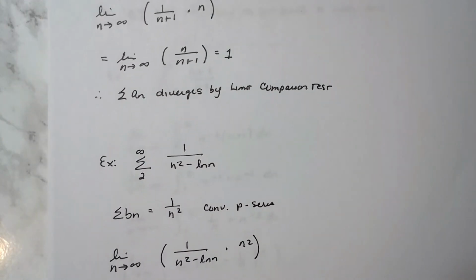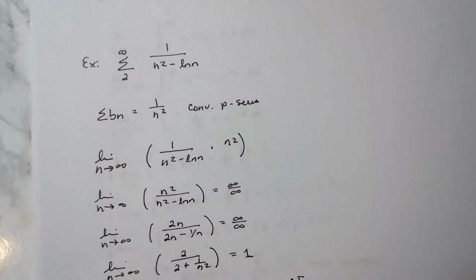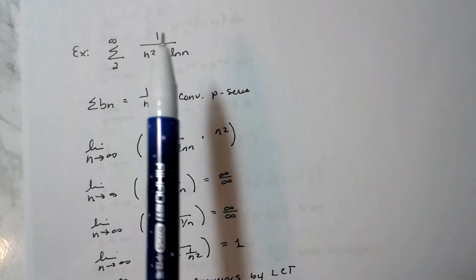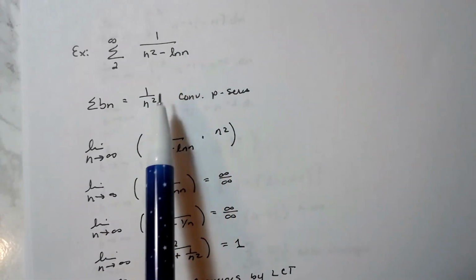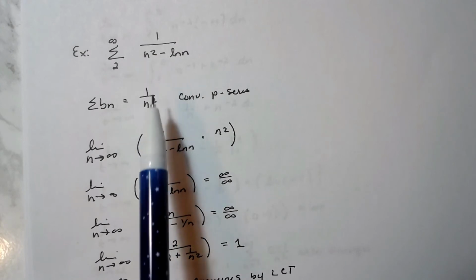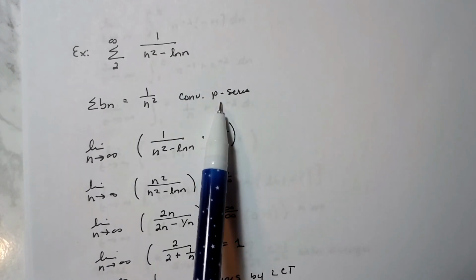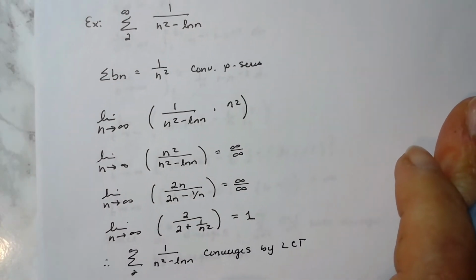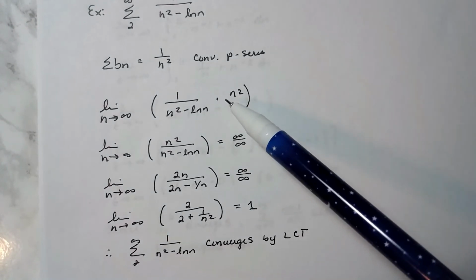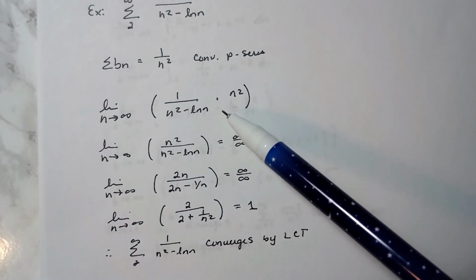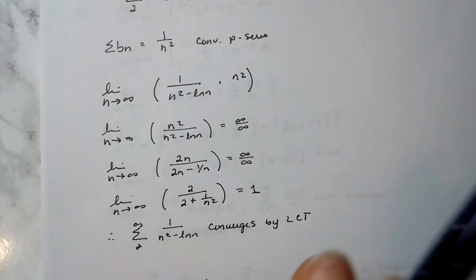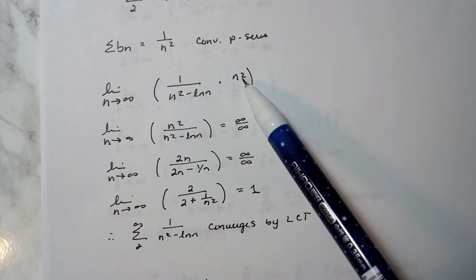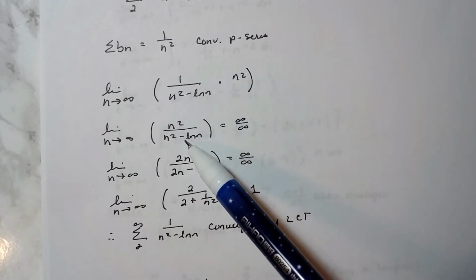Here's another one involving an ln n. So biggest thing on the top's a 1, biggest thing on the bottom is n squared. That's a convergent P series. Showing the limit of the ratio of the original to the created one, or the new series, b sub n. What we get is n squared over n squared minus ln n.